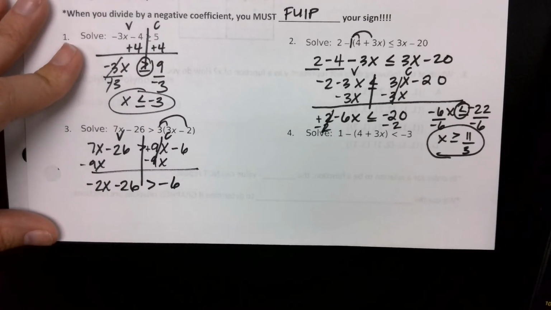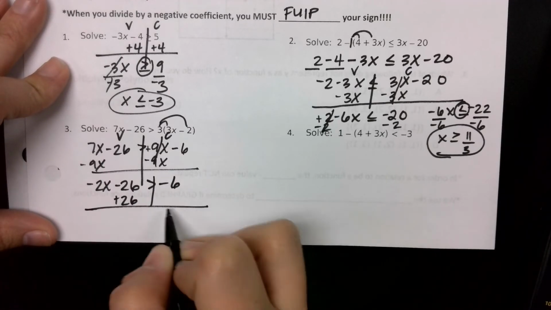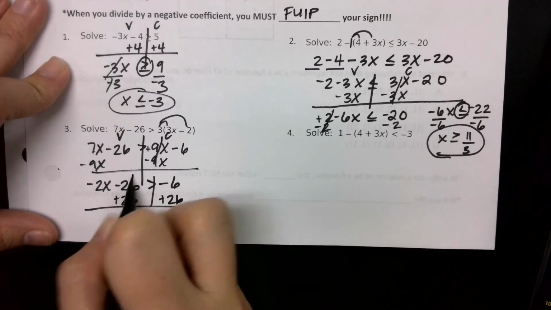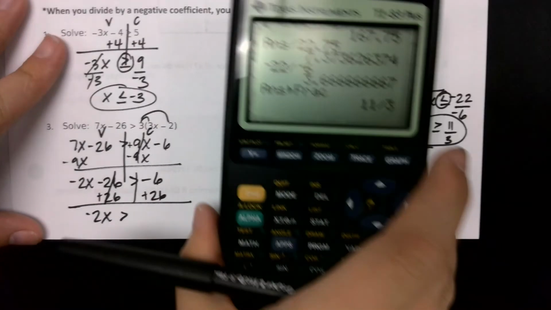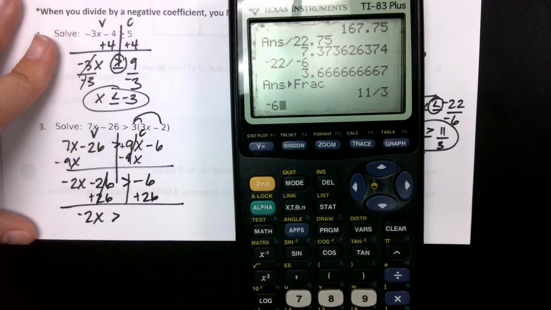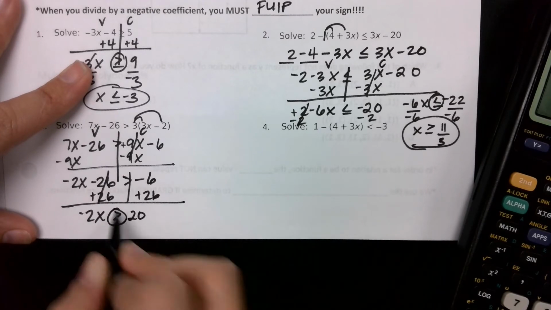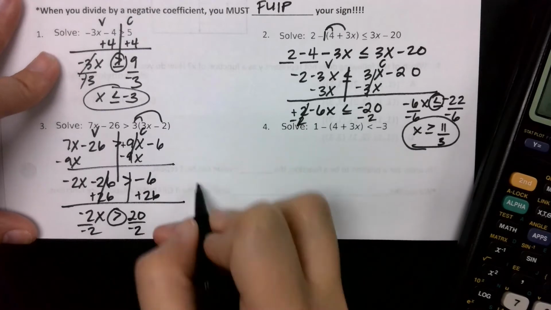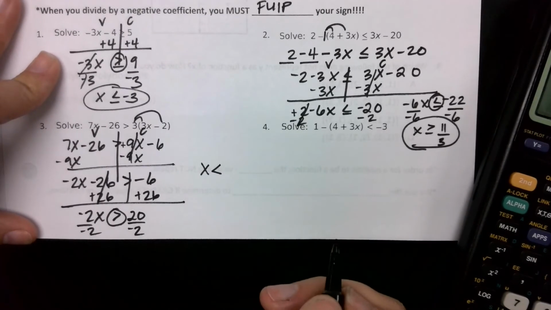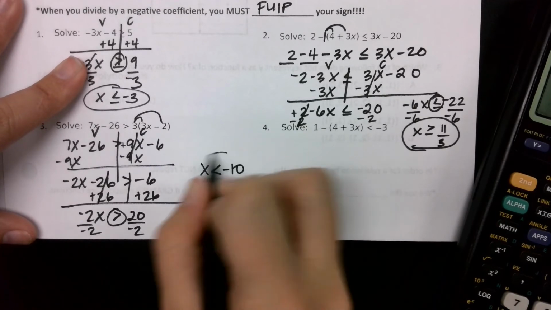Now I just solve. Inverse of negative 26 is positive 26. Negative 2x is greater than negative 6 plus 26, which is 20. Negative in front of my variable. I'm going to flip my sign and divide by negative 2. X is now less than, careful, positive 20 divided by 2 is negative 10.